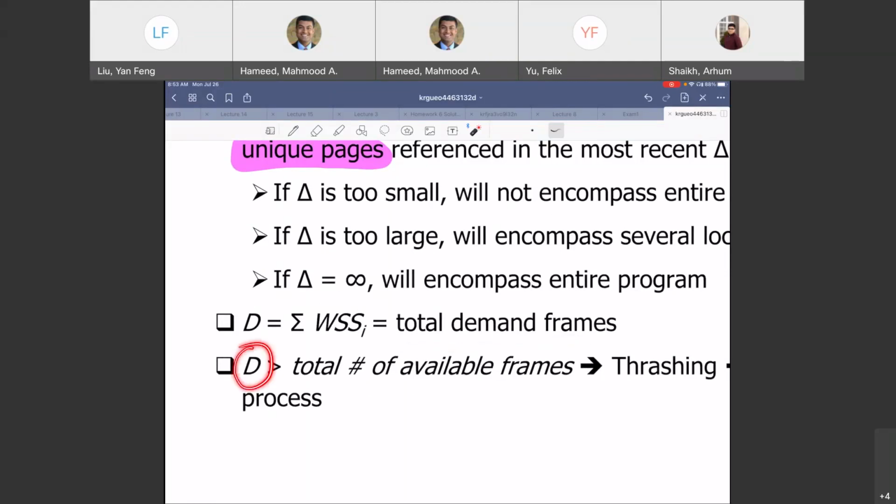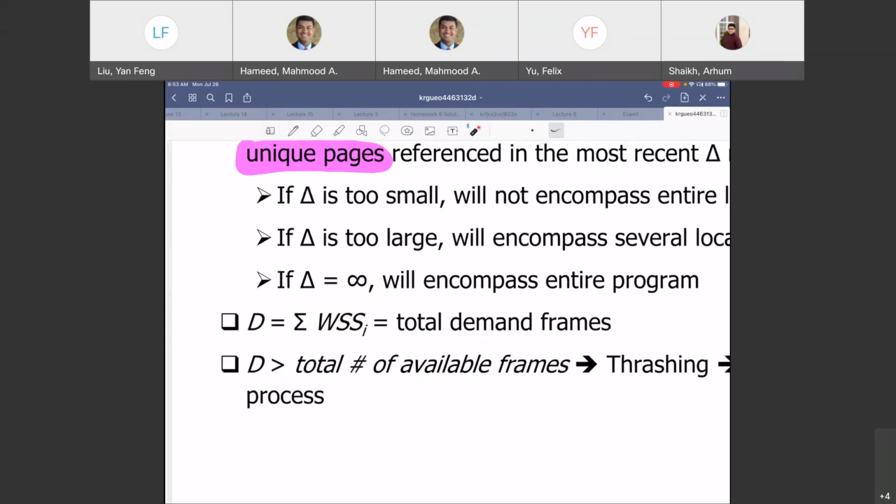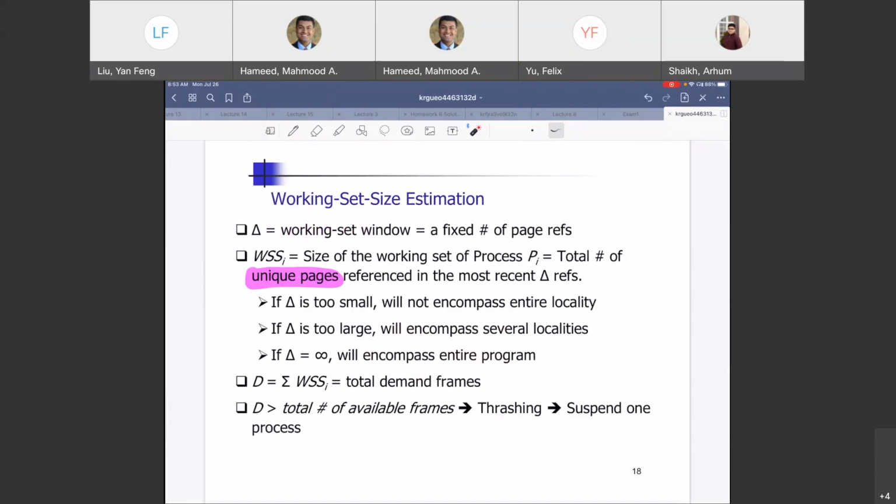Now, if total demanded frames are greater than the total number of frames available, then we are thrashing. And how do we respond? We suspend one process. We pick a process that is of low priority, and then we try to suspend that and see if D is equal to or slightly less than the number of frames that are available. Right? We cannot demand more than what is available. If we do that, obviously we'll be thrashing.